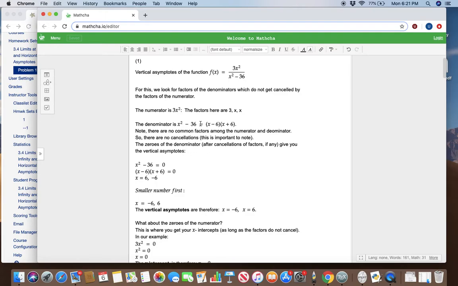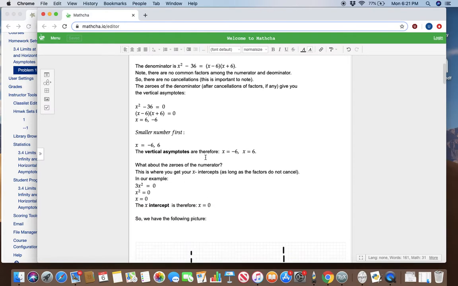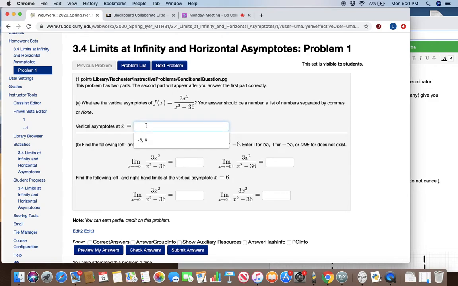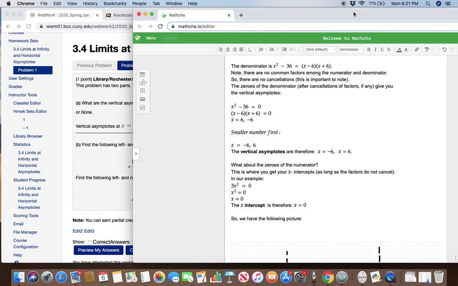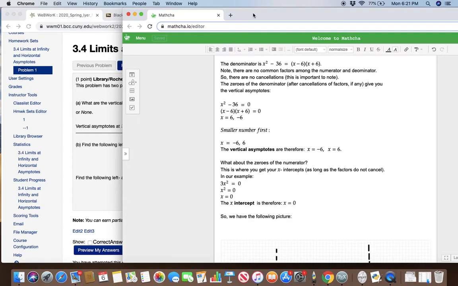So in our case, you have x squared minus 36 is 0, (x minus 6)(x plus 6) is 0. Therefore, the first factor gives you 6, second factor gives you negative 6. I will enter with the smaller number first, x equals negative 6 or 6. So the vertical asymptotes are negative 6 and 6. I will write the negative smaller number first, then the larger number. Don't forget to separate them by comma. All right, once you did that, what's the next question?